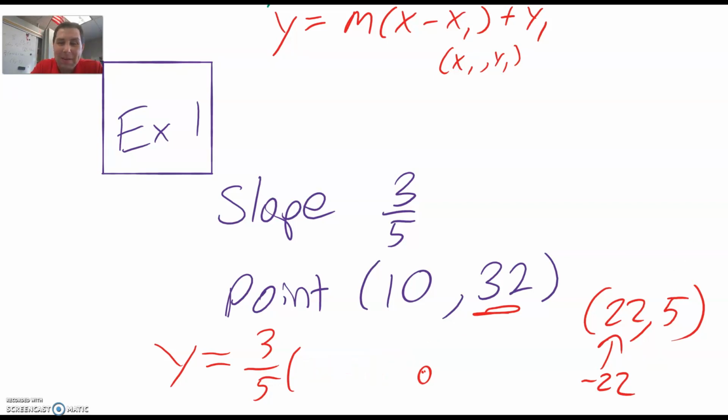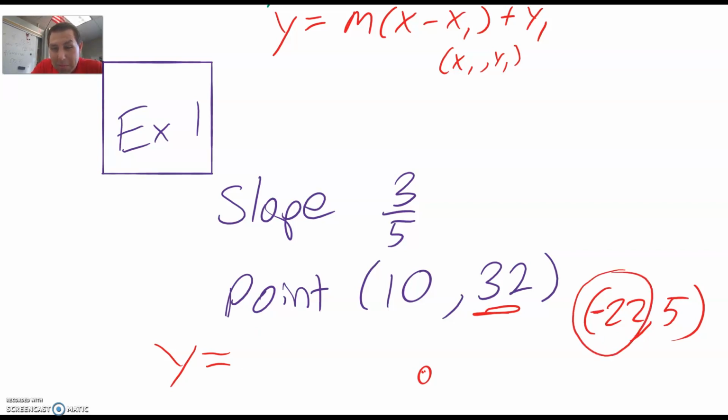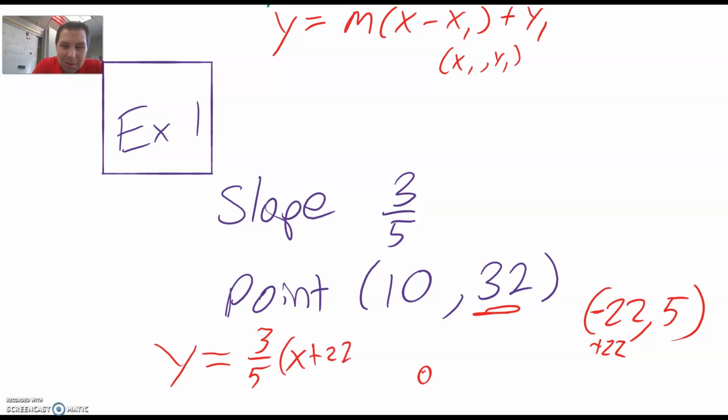If it was negative, it still works. If my x value was negative, let me show you. Let's make it negative 22. Well, how do I make negative 22 become 0? Well, I add 22. So therefore, I will add 22 to my x value. So it'll be x plus 22, and then I start with my 5. And that's it. That's all it is.